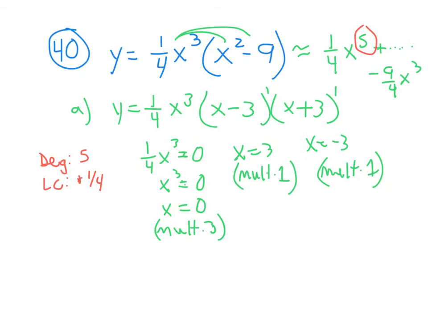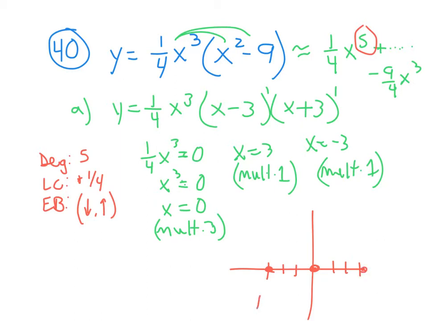My end behavior, therefore, would be that a positive x to the 5th curve is going to look like a positive x cubed curve. It is going to be down here at the bottom left and end up at the top right. So if I want to do a quick sketch of this, I would find 0, 3, and negative 3 as my x-intercepts.